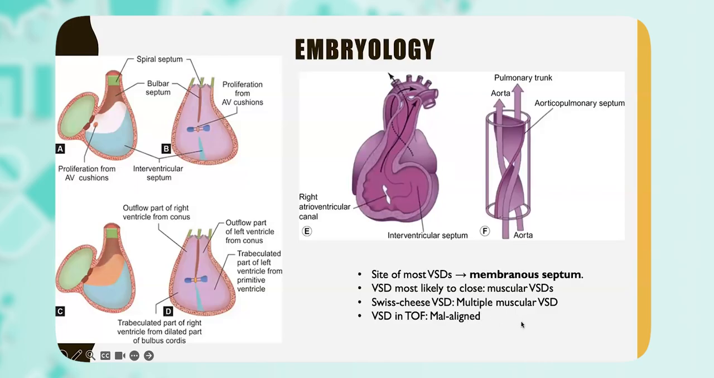The site of most VSDs is the membranous septum. The VSDs most likely to close are muscular VSDs. Swiss cheese VSDs are multiple muscular VSDs, but Swiss cheese VSDs usually do not close. They have a high propensity to form clots and be a site of infective endocarditis, because they are very small and there is a lot of turbulence of the blood when the blood flows from the LV to the RV. VSD in TOF is ideally a malaligned inlet VSD.